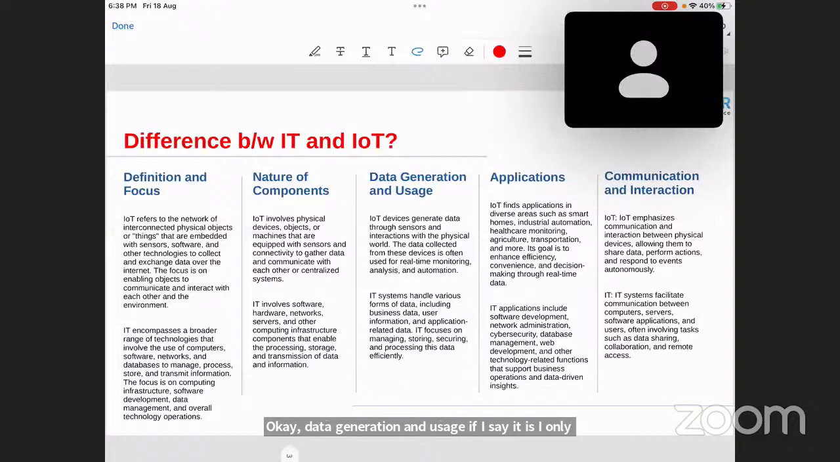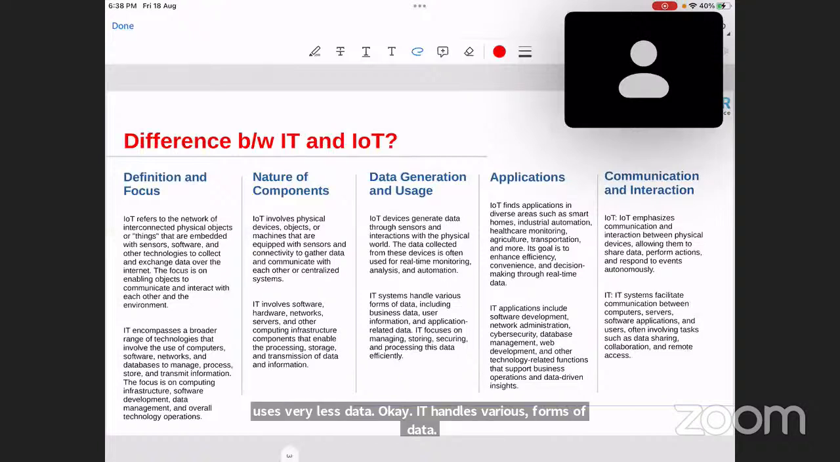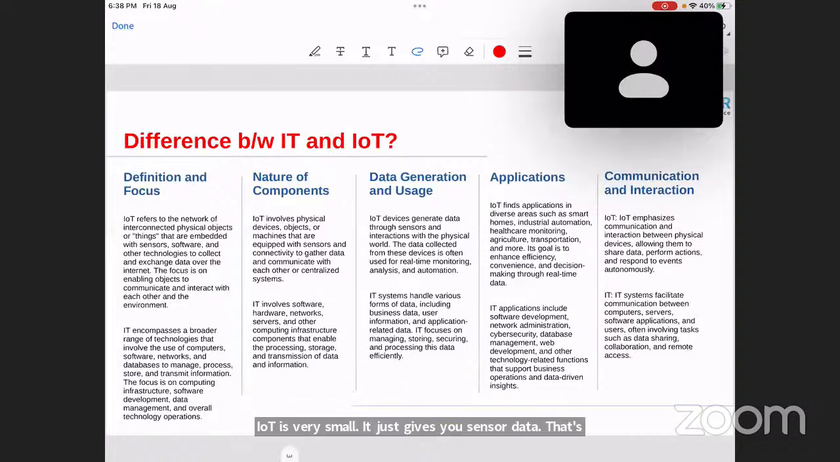IoT is very small. It just gives you sensor data. That's it. Maximum sensor data and control data. You will not have much more than that. But in IT, you have all kinds of data: your personal information data, application data, storing, securing and processing, everything is there.